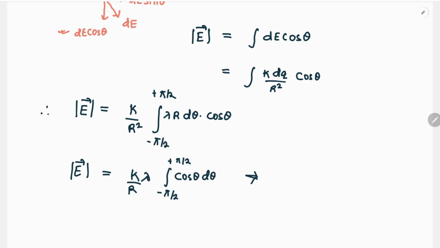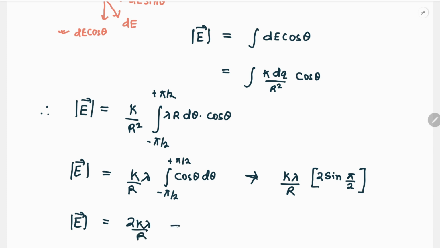Since we are doing it for a half ring, we are using the limits minus pi by 2 to plus pi by 2, and therefore the value over here is turning out to be k lambda upon r times the integration of cos theta, which gives sin pi by 2 minus sin of minus pi by 2, so we are writing 2 sin pi by 2. So the magnitude of the electric field strength can be written as 2k lambda by r.